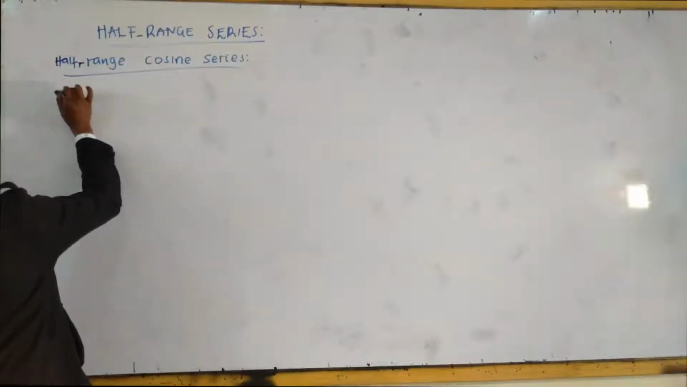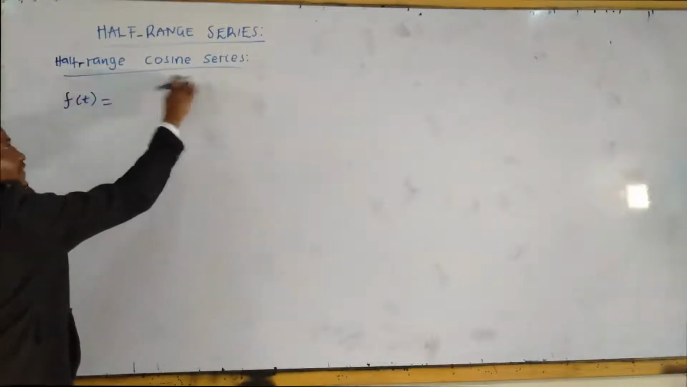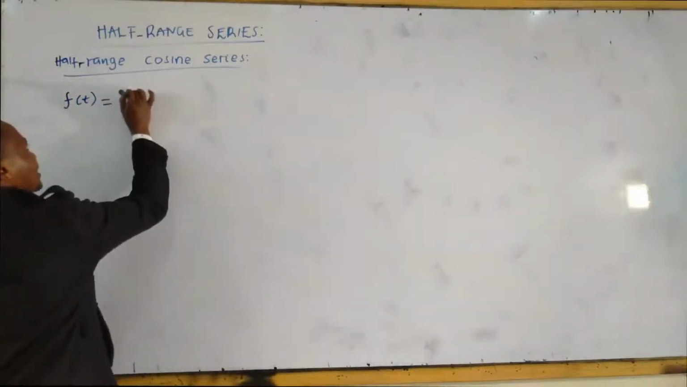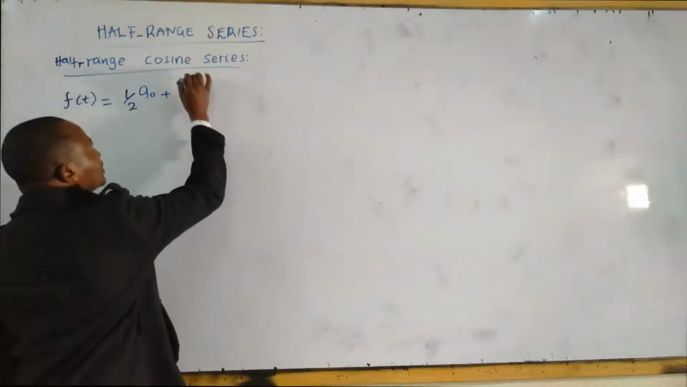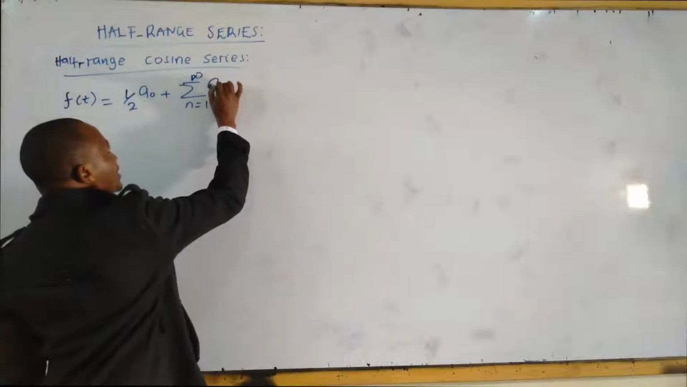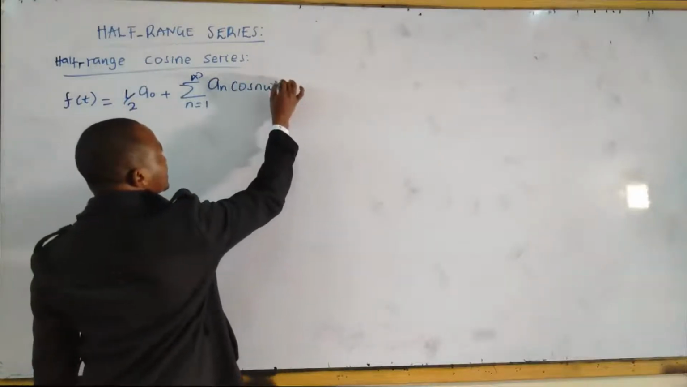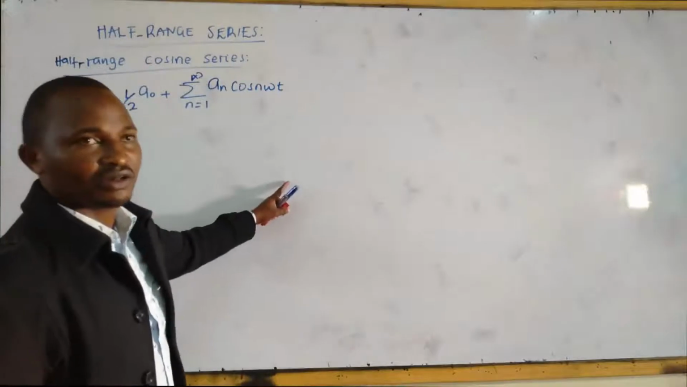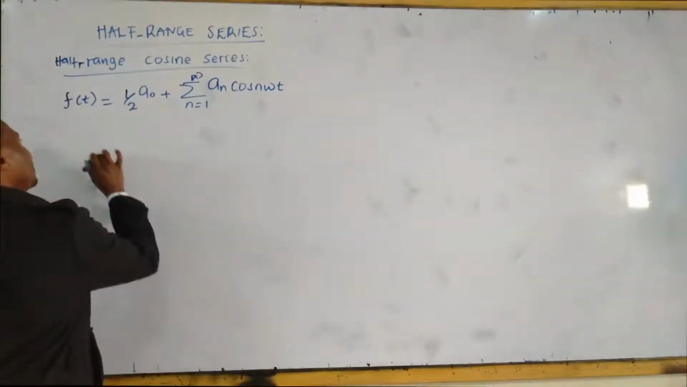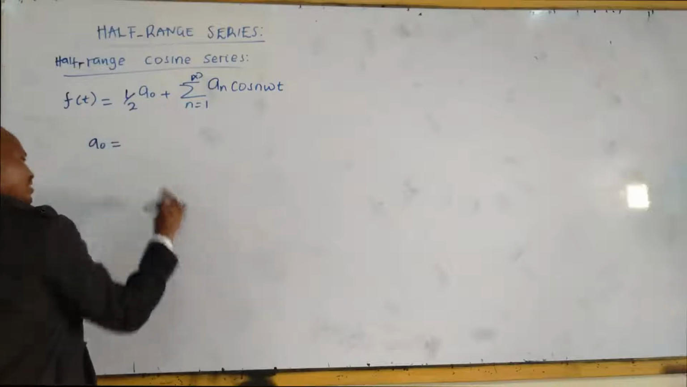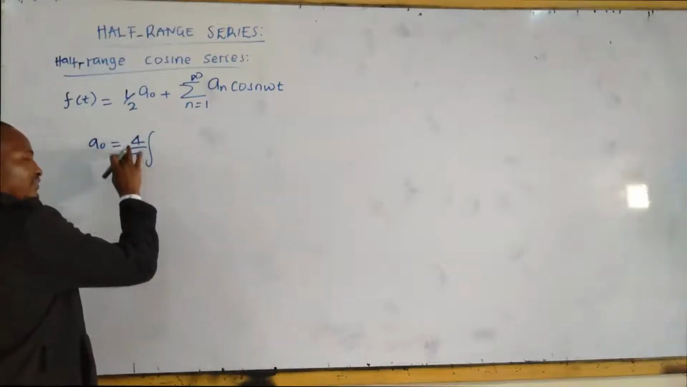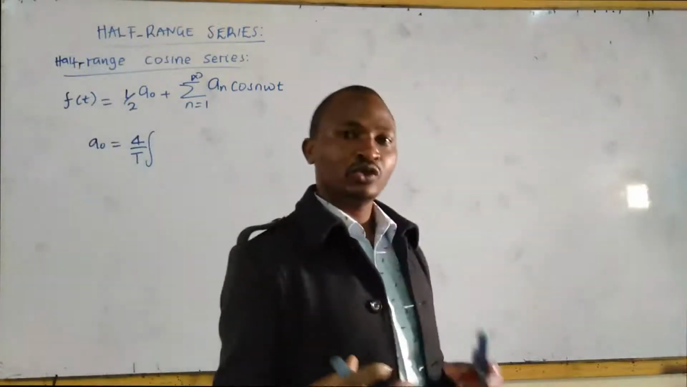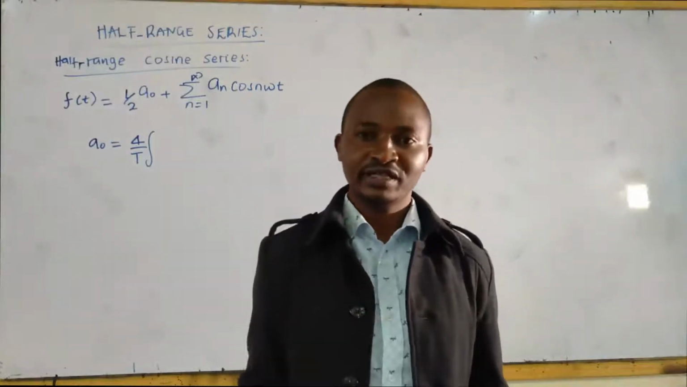In this case, our function f of t, remember for cosine series, you usually have the constant half a naught plus the sum from n equals 1 to infinity of an cos n omega t. You don't have the sine terms. Our a naught for half range is 4 over T, integrate. Here we say for half range, you multiply by 2, but you take half of the limit.